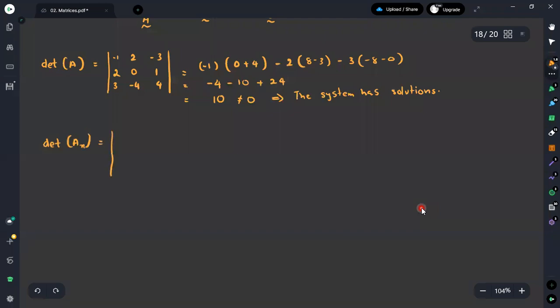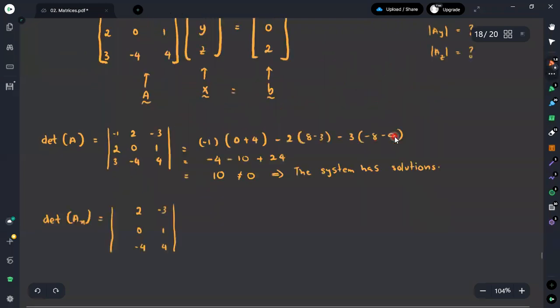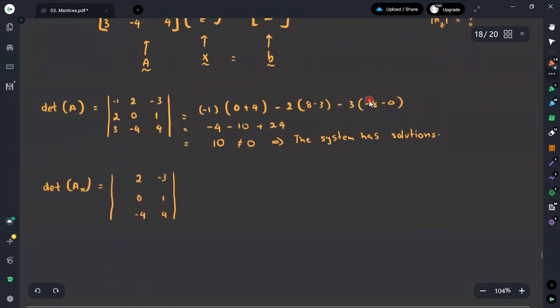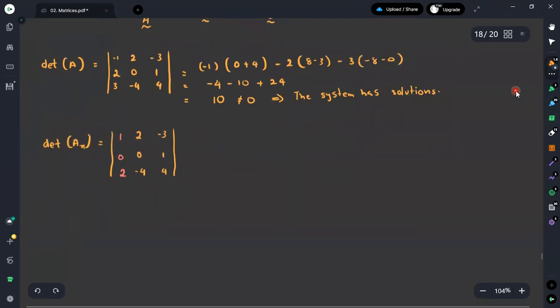To obtain the determinant of Ax, you have to replace the first column, since it is the column associated with the x variable, the coefficients of the x variable. Then it has to be replaced with the constant terms. The constant terms are 1, 0, and 2. Then you have to take the determinant of this matrix. Likewise, we have to do the same for the other determinants and obtain the values.